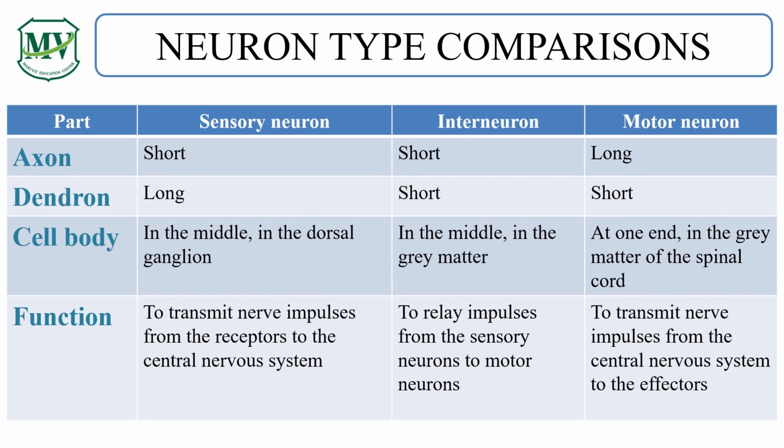Do you remember the three types of neuron? Exactly. We have sensory, interneuron, and motor neuron. This table shows the comparison among the three types of neurons. It shows that some structures in each type of neuron have different sizes and locations.